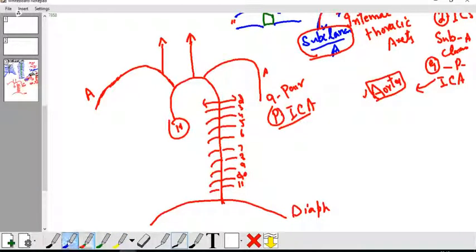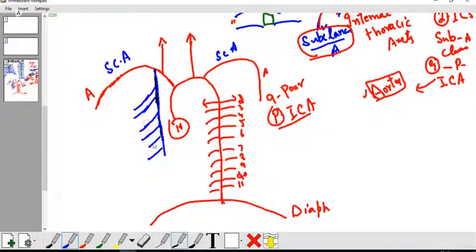Okay. In the chest, I draw in a different color. In the chest the subclavian artery gives one branch here, the internal thoracic artery. This internal thoracic artery is a branch of the subclavian artery. The internal thoracic artery first gives 6 branches: 1, 2, 3, 4, 5, 6. These 6 arteries go to the anterior chest wall. These are the 6 anterior intercostal arteries.